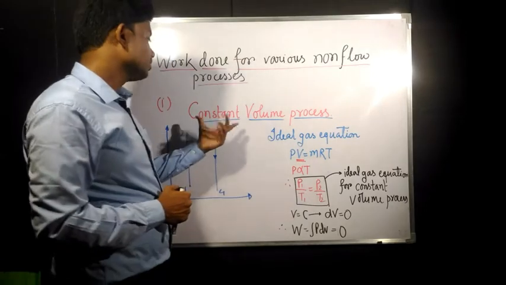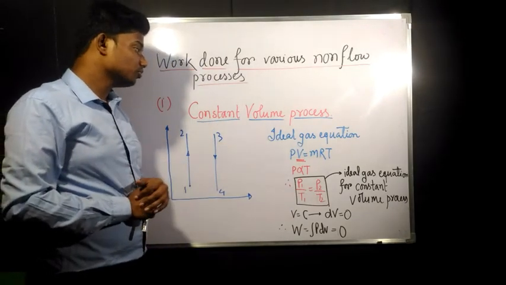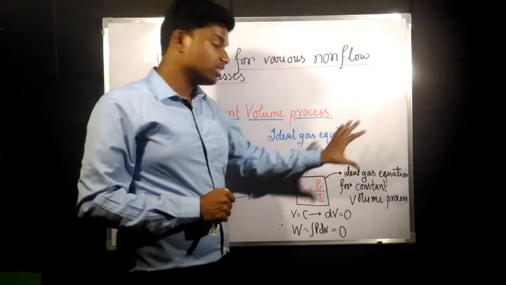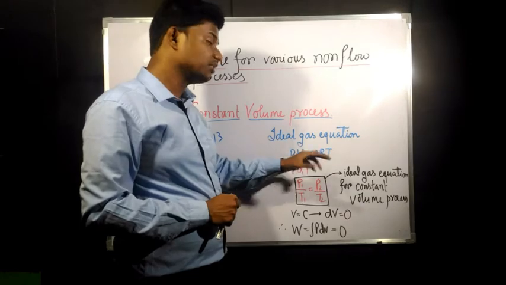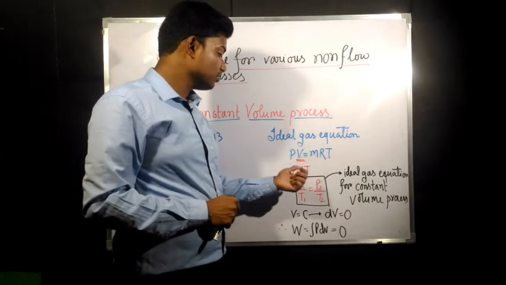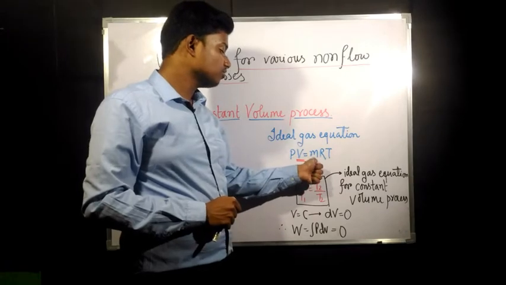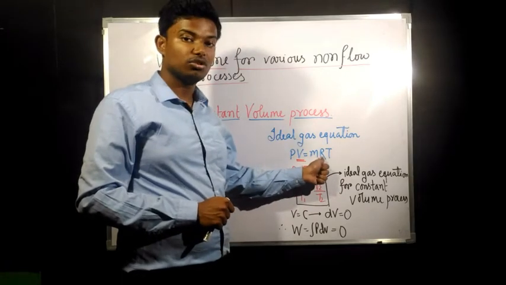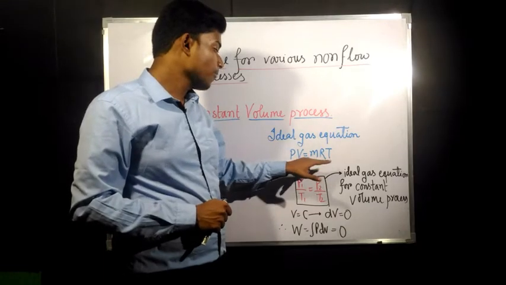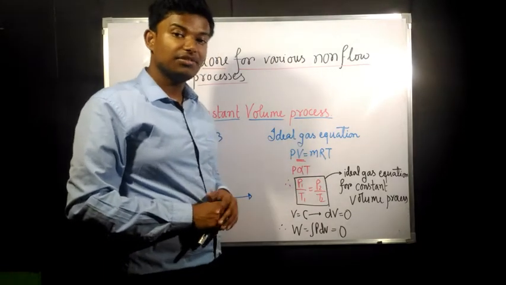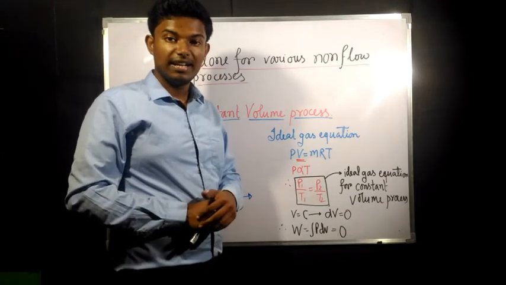First of all, we'll discuss the constant volume process. What is a constant volume process? If we consider the ideal gas equation for that system, then PV equals MRT. In this equation, volume is constant, mass is constant, R, the characteristic gas constant, is constant, and temperature is variable.